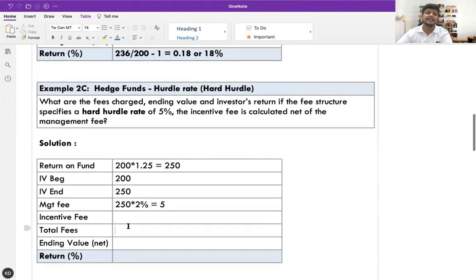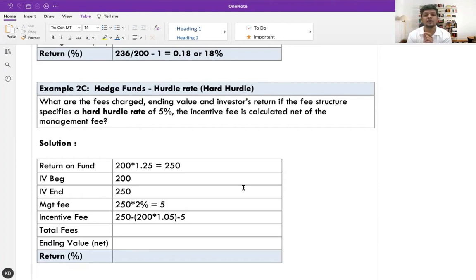Clear? But the issue is about the incentive fee. The incentive fee they are saying is only if the hurdle rate of 5% is crossed. So whatever is the returns above 5%. By the way, what is 5% on 200? So 200 into 5% is how much? 10. So out of 250, I will subtract this. What I'll subtract is not only 200, but 5% on it. And how do I do that? I will do 200 into 1.05. Are you getting why? Yes. And I will also subtract the management fee.